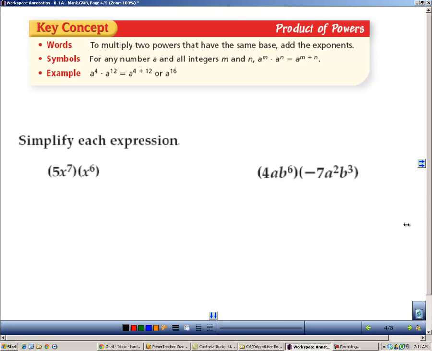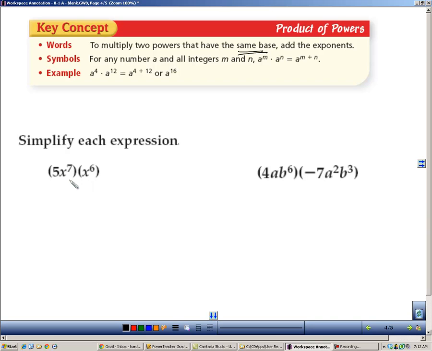Now I'm showing you that because we have a rule for dealing with powers, and the rule is called the product of powers rule. Here's what the rule says. To multiply two powers that have the same base, all you do is add the exponents. Here's what it looks like in general: a to the m times a to the n equals a to the m plus n. Notice I'm multiplying the bases that are the same, but I'm adding the exponents. Here's an example using letters: a to the 4th times a to the 12th is a to the 16th, because I add 4 plus 12. This is how we simplify exponents when we multiply them.